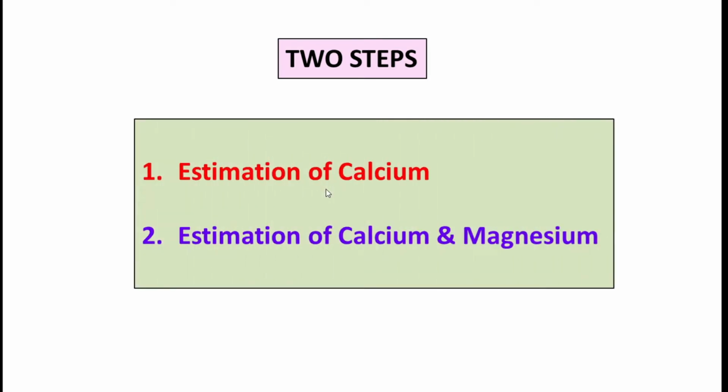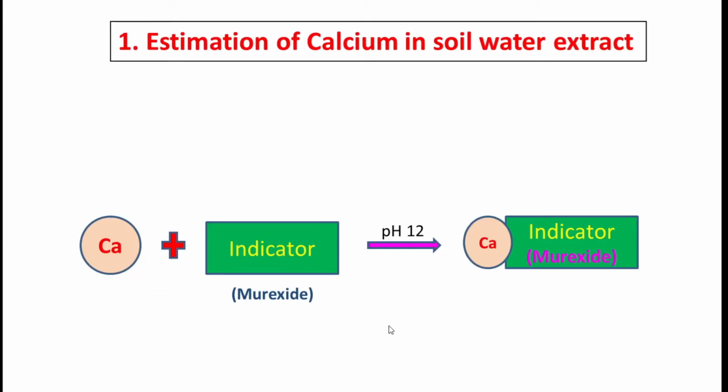So after understanding the principle of estimation of calcium and magnesium, the determination actually involves 2 steps. In the first step, we estimate calcium. In the second step, we estimate calcium and magnesium. If you see the procedure, you will clearly understand why we should perform 2 different experiments. Let us see the first one, that is estimation of calcium from the soil water extract. Here the soil water extract is made to react with indicator, which is murexide.